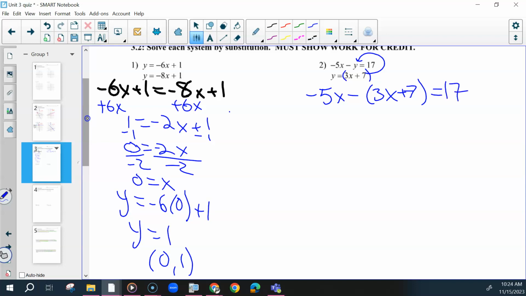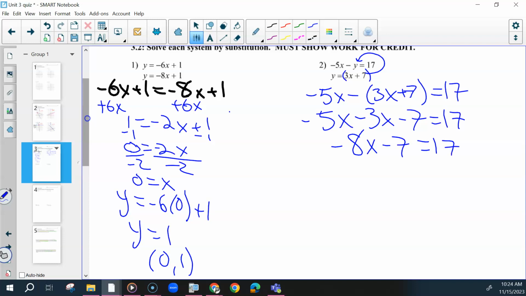So if you did put it in parentheses and then distributed and then kept going, you should have got the right answer. So negative 5x minus 3x minus 7. You could have combined like terms. Some of you moved the 7 first. It didn't matter. We moved 7 by adding.